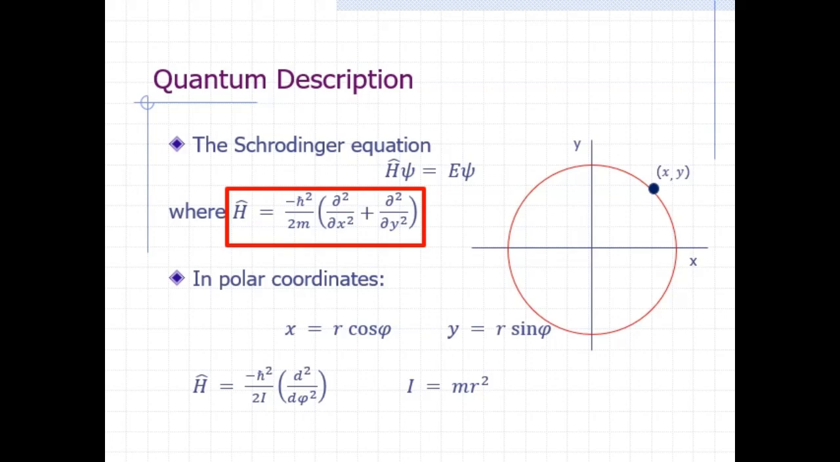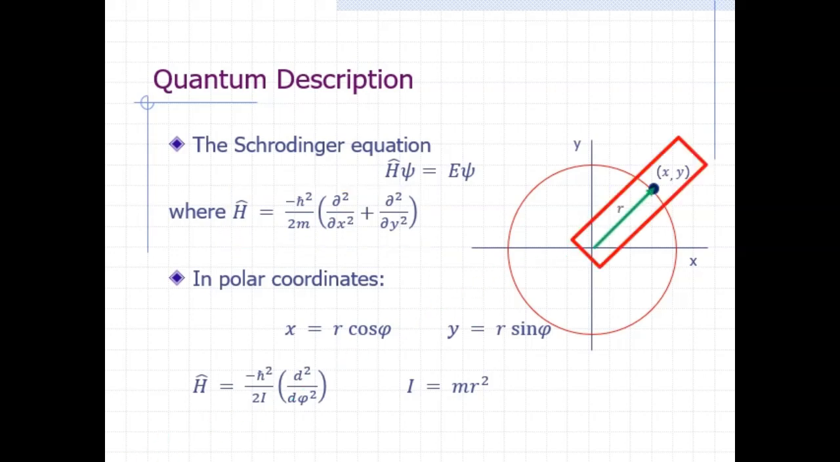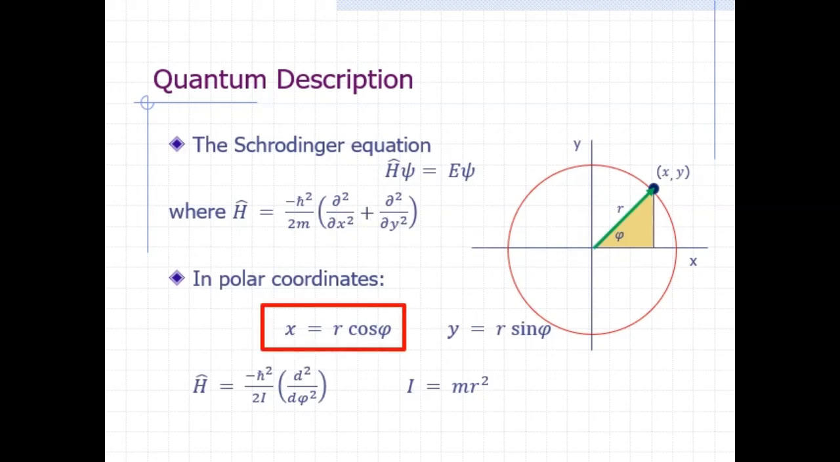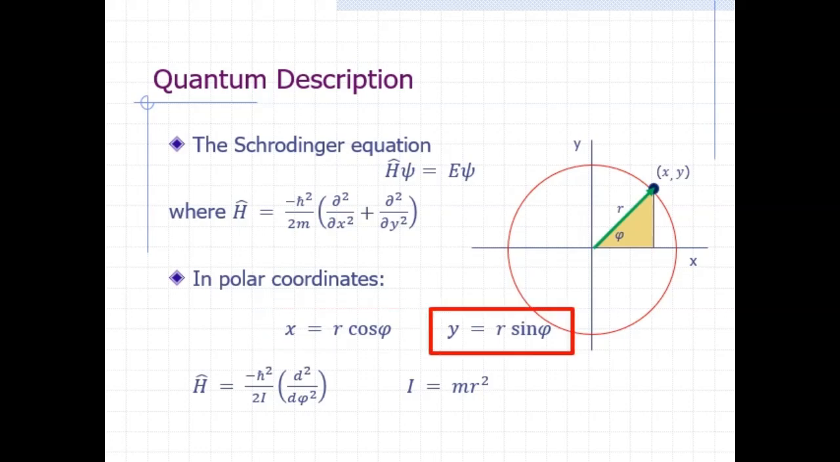We can greatly simplify the Schrödinger equation if we choose the center of the circle to be at the origin and replace the Cartesian coordinates, x and y, with polar coordinates, r and phi. r is the radius of the circle, and phi is the angle that the radius vector makes with the positive x-axis. From the diagram shown here, it is easy to see that x is equal to r times the cosine of phi, and y is equal to r times the sine of phi. Because the radius of the circle, r, is constant, doing this transformation of coordinates effectively reduces our problem from having two independent variables, x and y, to just one, phi.